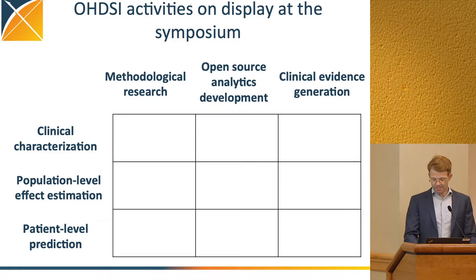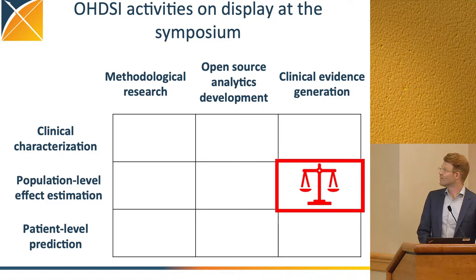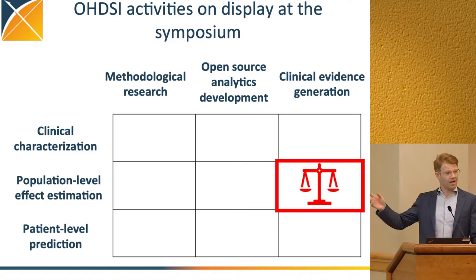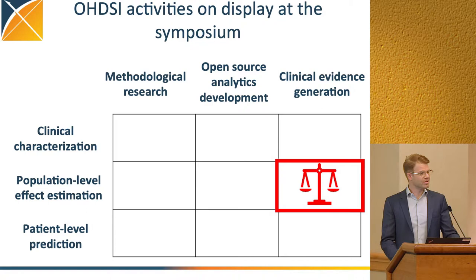And today, we are going to be focusing on this one. We are clearly right in this corner. We're going to talk a little bit about the methods research that got to the population level effect estimation package, and we're going to be using the tools that have been developed in this center cell, but we are going to be focused on how you use these tools to generate clinical evidence in this area.